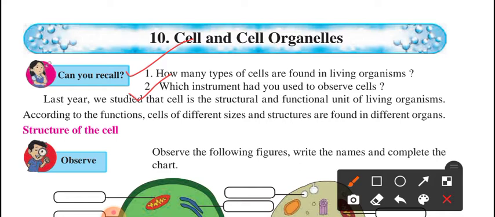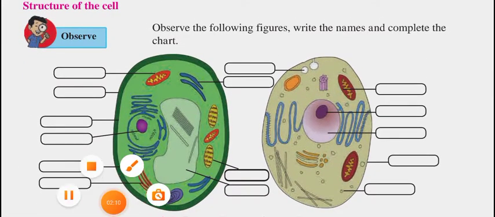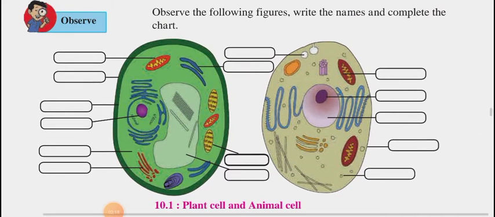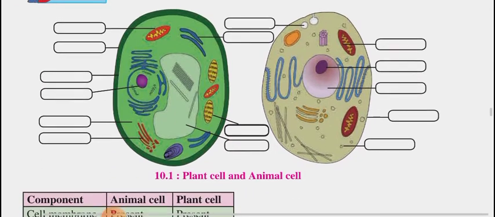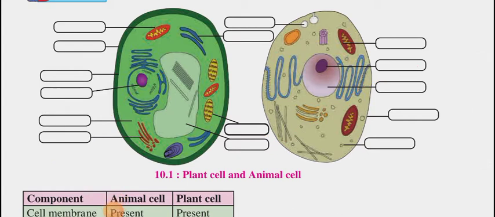Okay, so we will go ahead with the structure of the cell. Here we have to fill it out. Structure of the cell. These two diagrams are given over here, plant and animal cell. We have to fill in these names. So I will show you one diagram related to the same plant and animal cell. You have to recognize the names of the plant cell and animal cell, and you have to write them down in your textbook. Let's go ahead with the screen.